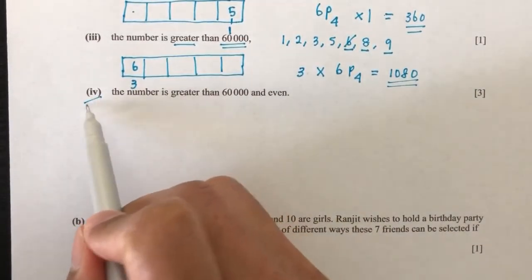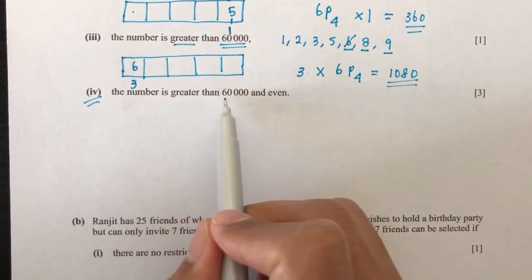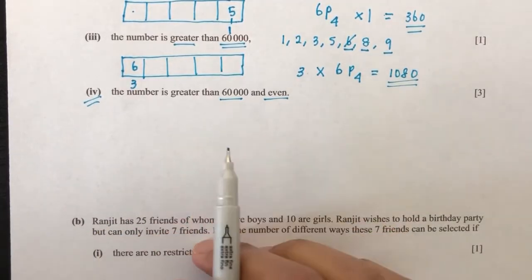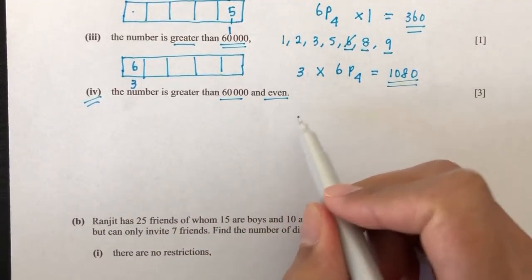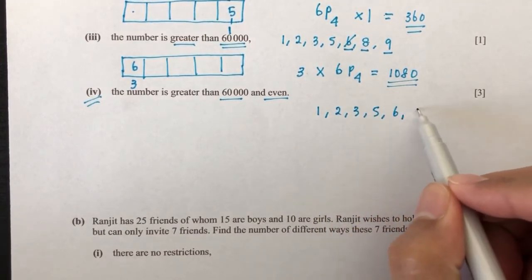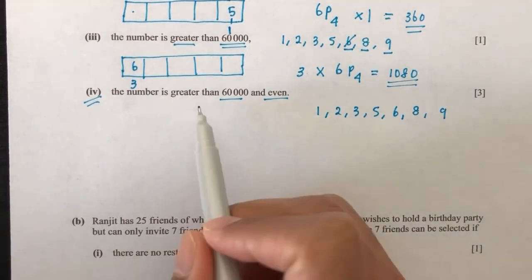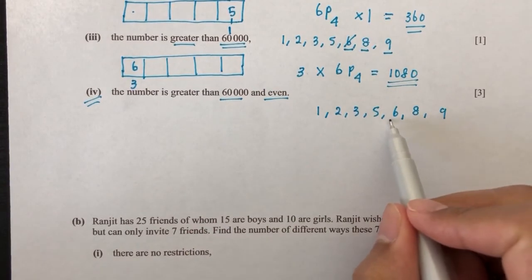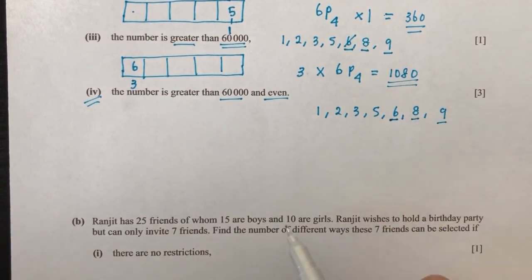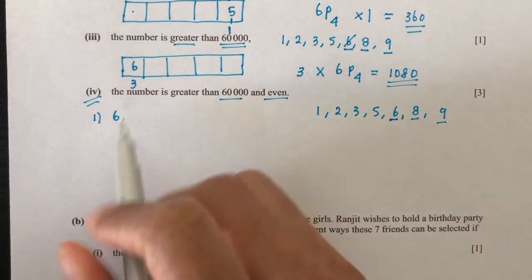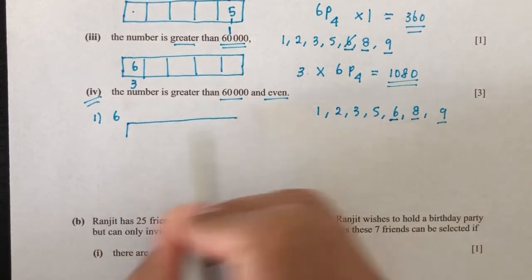Now for part 4, the number is greater than 60,000 and even. So here we have 2 conditions, so we have to do it by cases. The list is 1, 2, 3, 5, 6, 8, 9. As we have seen, if your number must be bigger than 60,000, we have 3 options: 6, 8, or 9. So we'll take these options one by one. So let's say it begins with 6. That is one of the options, right? So that is my case.